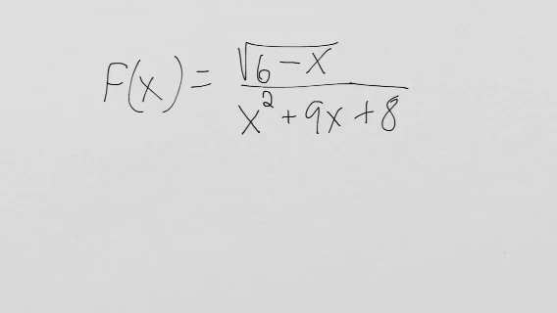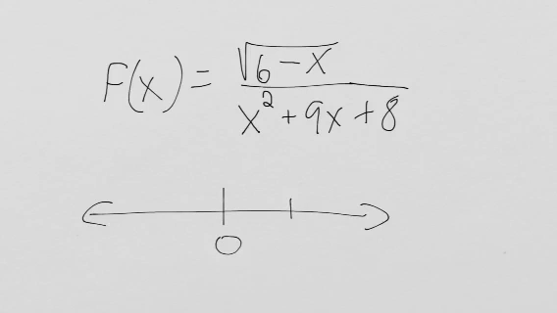We know we can't take a square root of a negative. We know we can't divide by 0. So let's deal with the square root of a negative situation first. The number that we can plug in for sure is 6, because 6 minus 6 is 0, and the square root of 0 is a-okay. Here's 0 on the number line. Let's say 6 is right there.